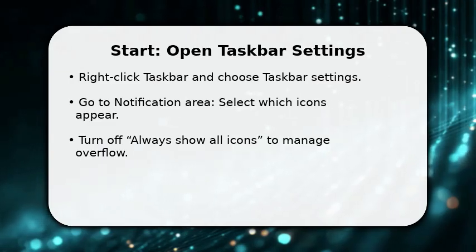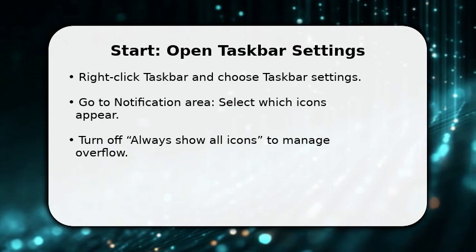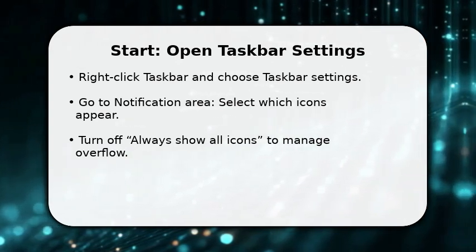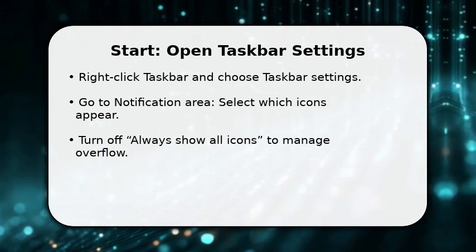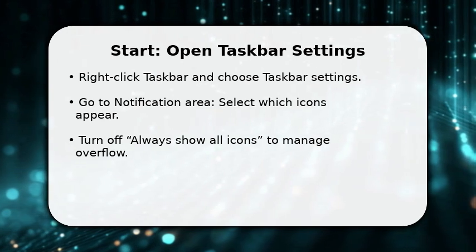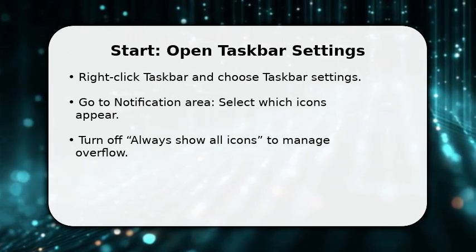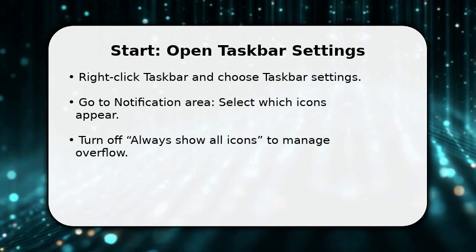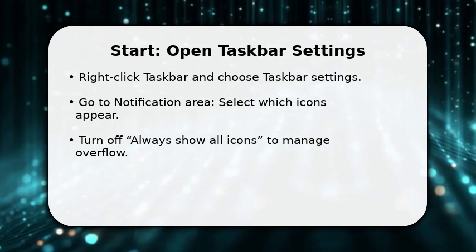You're starting inside Taskbar settings because that's where control lives. Right-click the taskbar and open Taskbar settings. Once done, scroll to the notification area. You will see two links: turn system icons on or off, and select which icons appear on the taskbar. Click the second link. This lets you remove icons from the overflow by toggling their switches off.